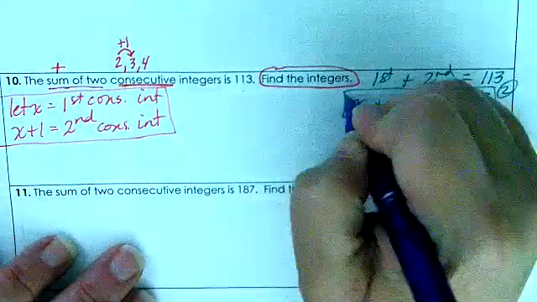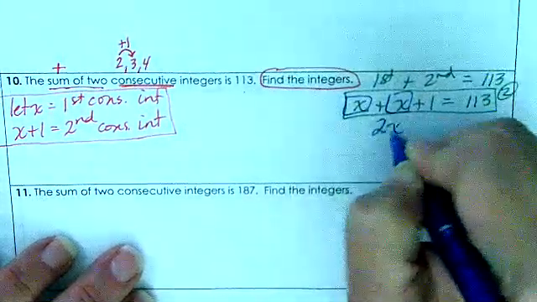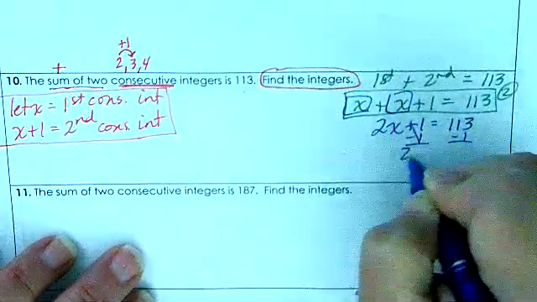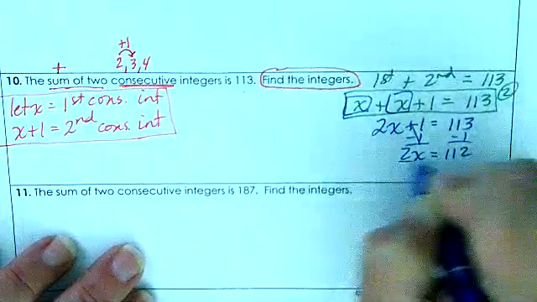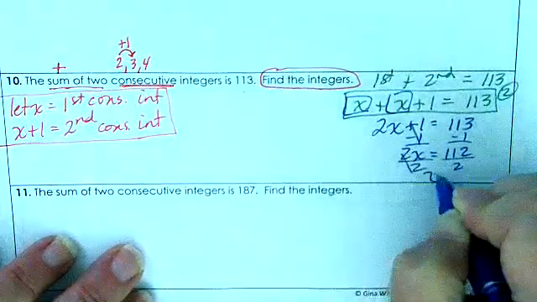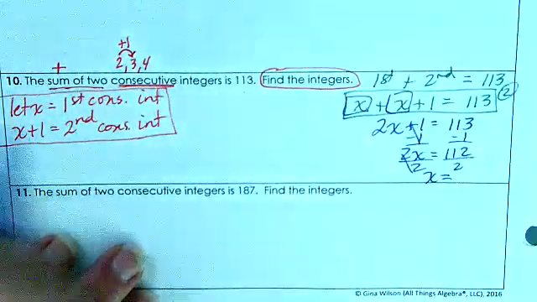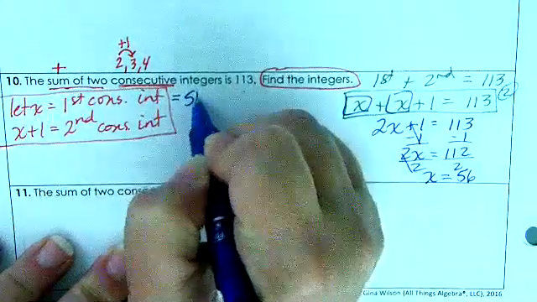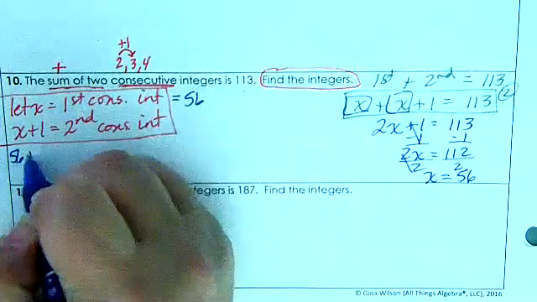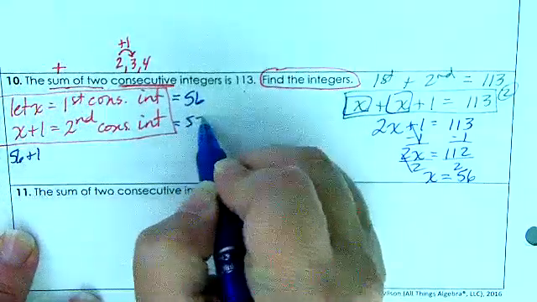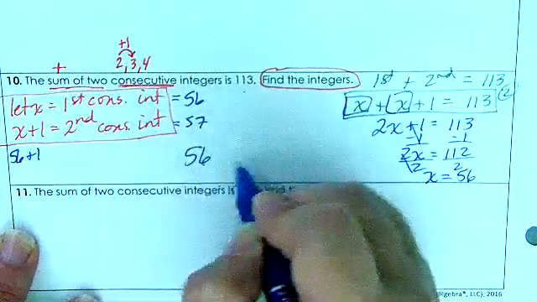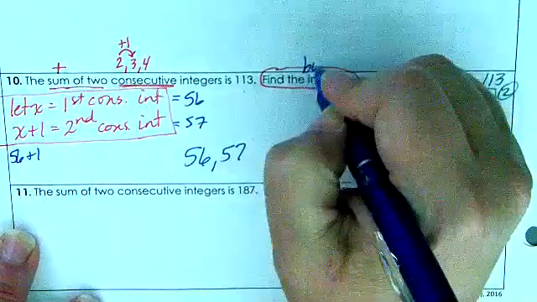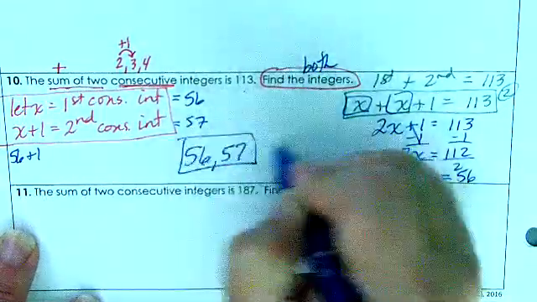And now we solve. So I have 2x plus 1 equals 113. Subtract 1, subtract 1. 2x equals 112. Divide by 2, divide by 2, and x equals 56. So I've got the first one is 56, and we plug in, which means we're actually just adding 1. So therefore, my two numbers are 56 and 57, because it says find the integers. That means I'm finding both. So here is my answer for part 3.